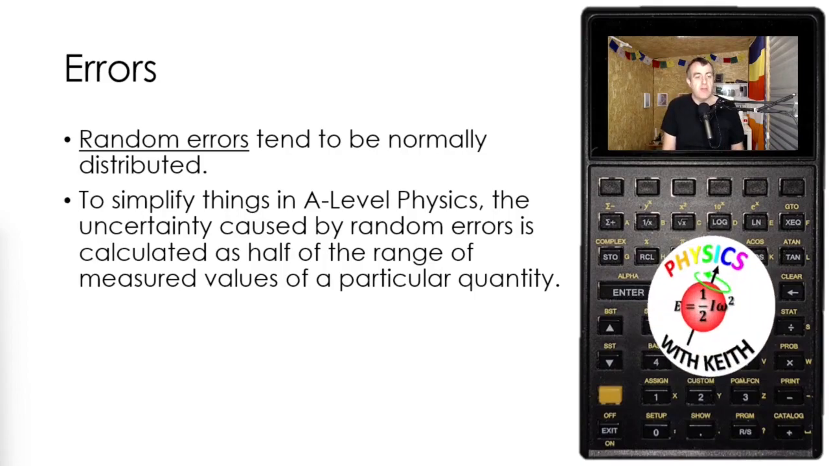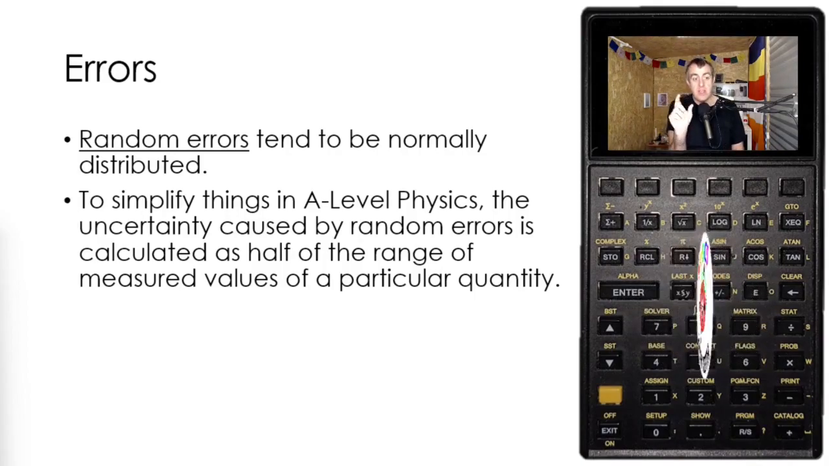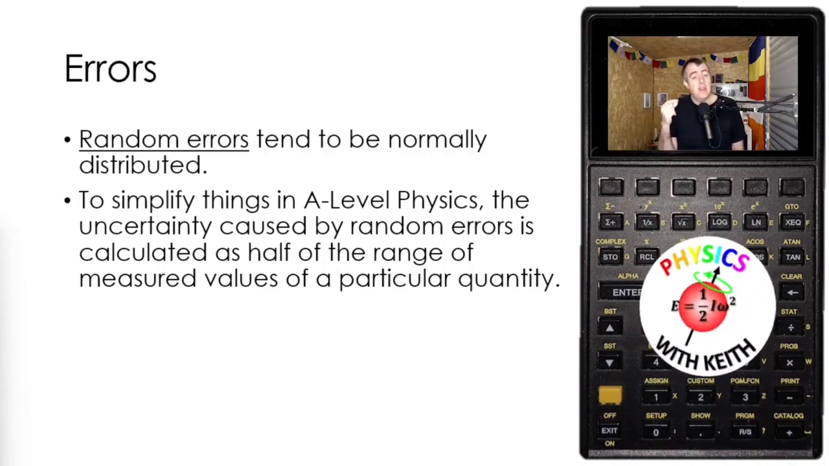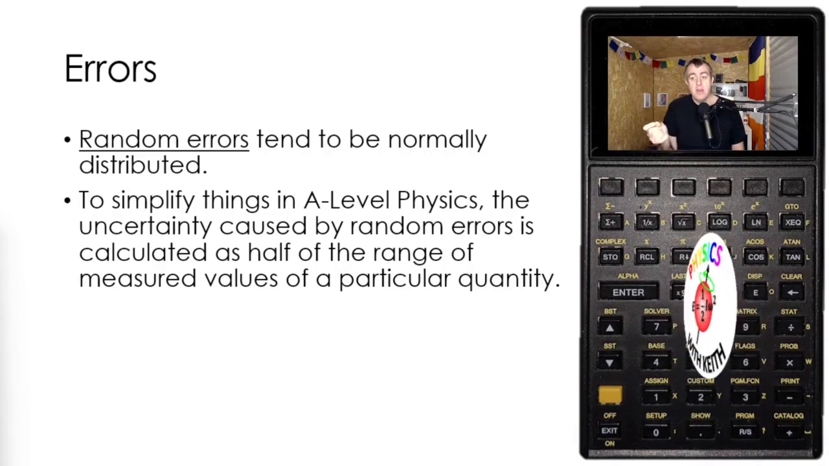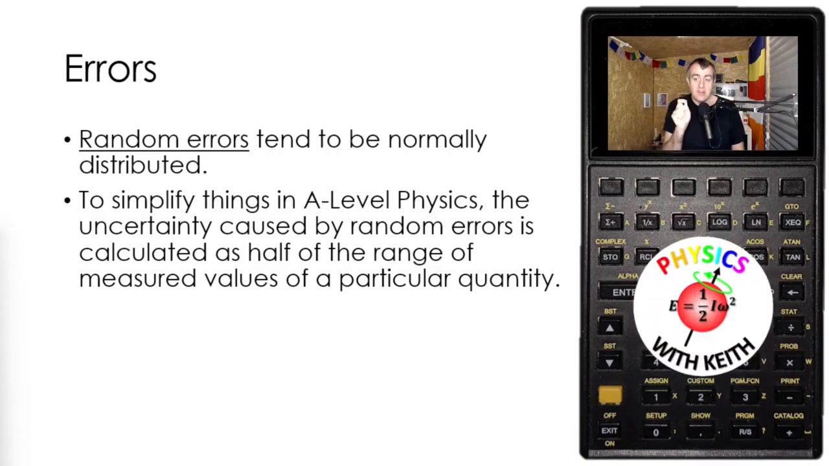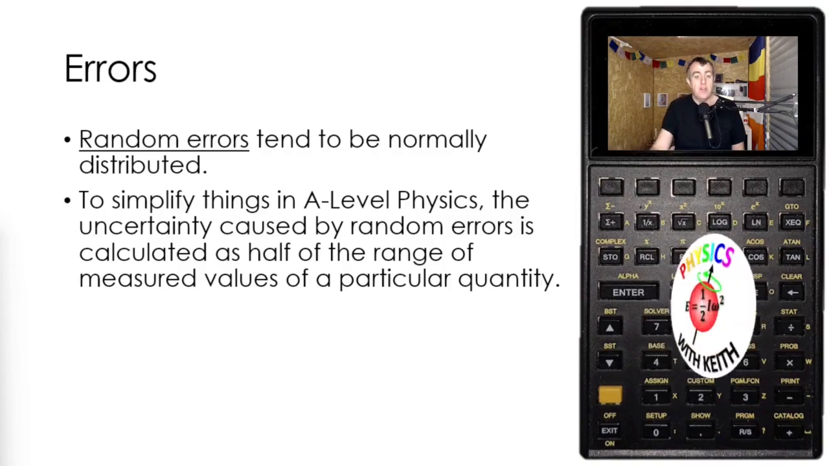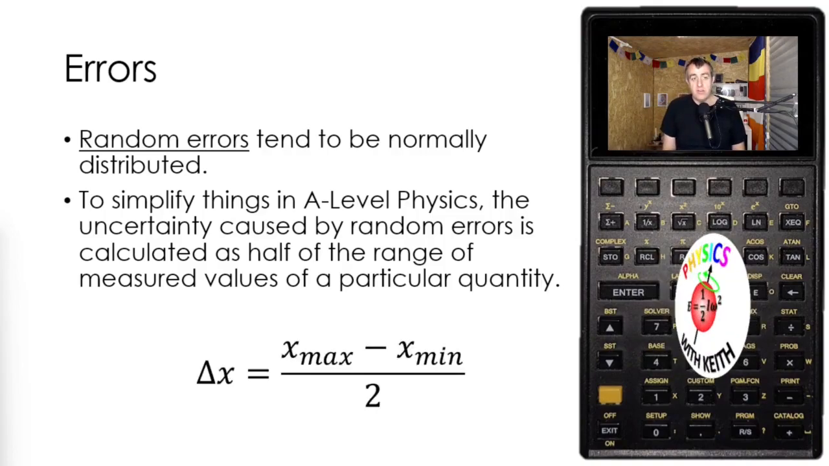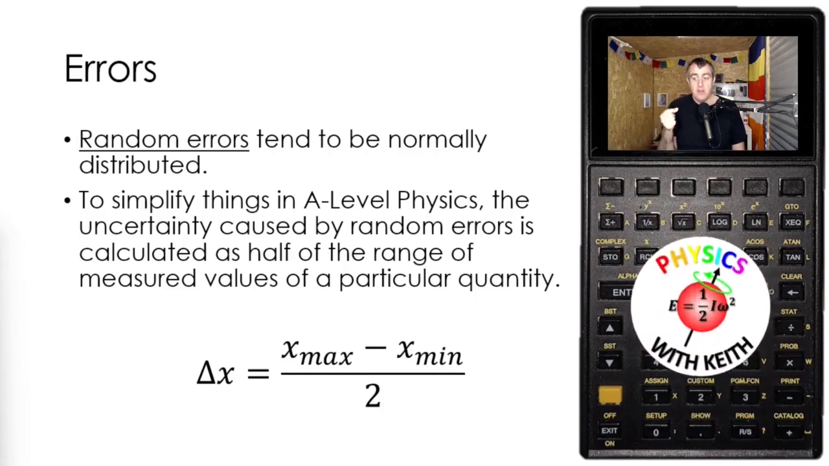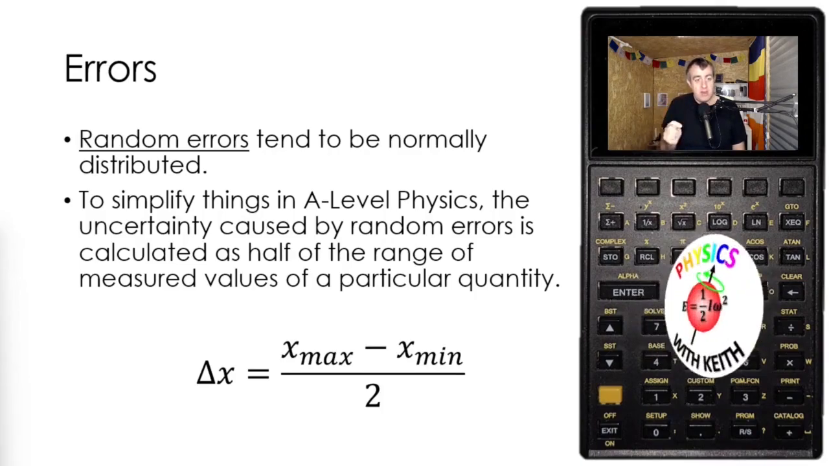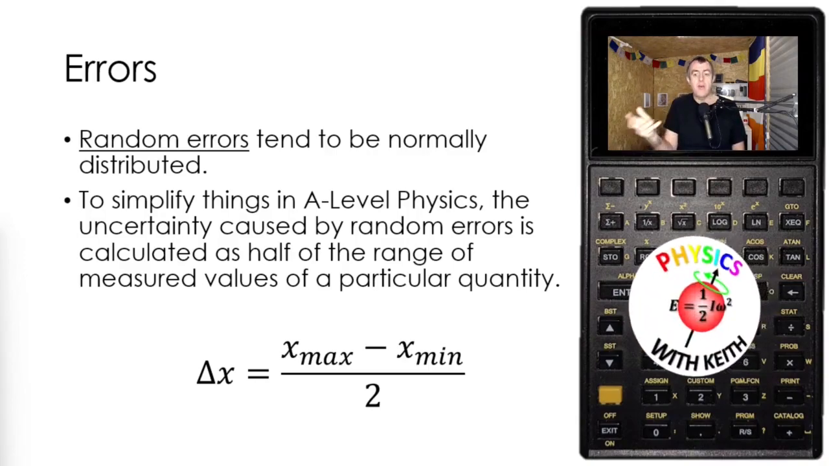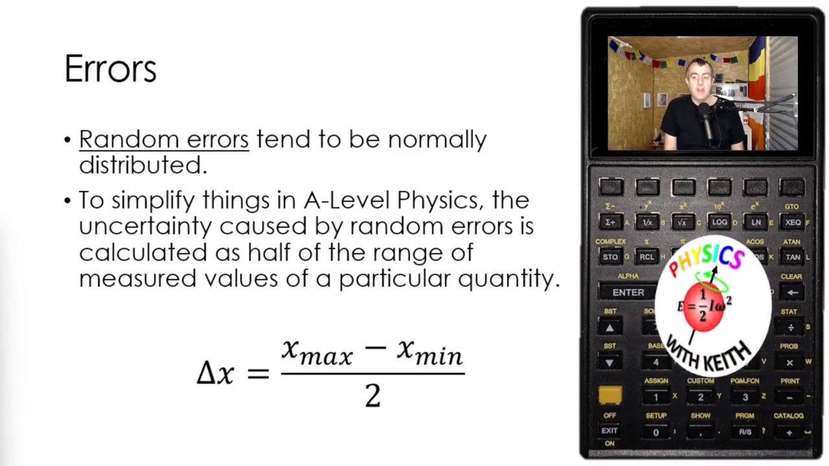Rather than expressing those random errors in terms of standard deviations, which you can do in statistics, in A-level physics, to keep it simpler, we use the same approximation as you used in your GCSE. If you have a range of values, then you take your maximum value, the minimum value, calculate the difference between them, divide it by 2. Half the range would be your absolute uncertainty.